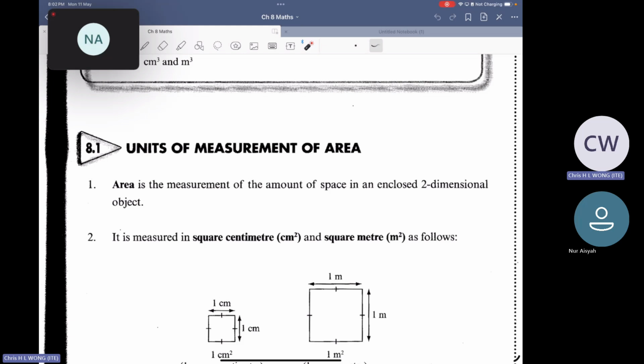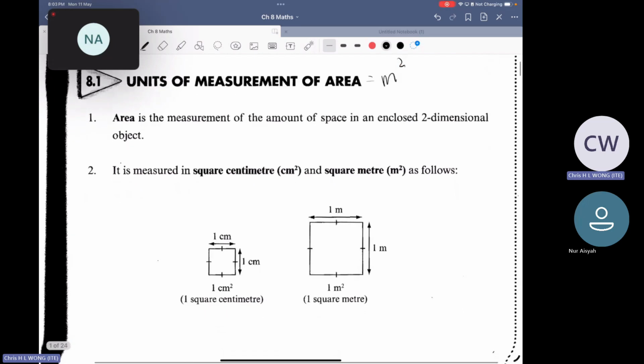So if it's a meter, then meter square. If it's a kilometer, then kilometer square. It's always a square. So let's put down here, it is always meter square, for example. Now, when you want to find the area of the size of a room, you will always need to use a formula.